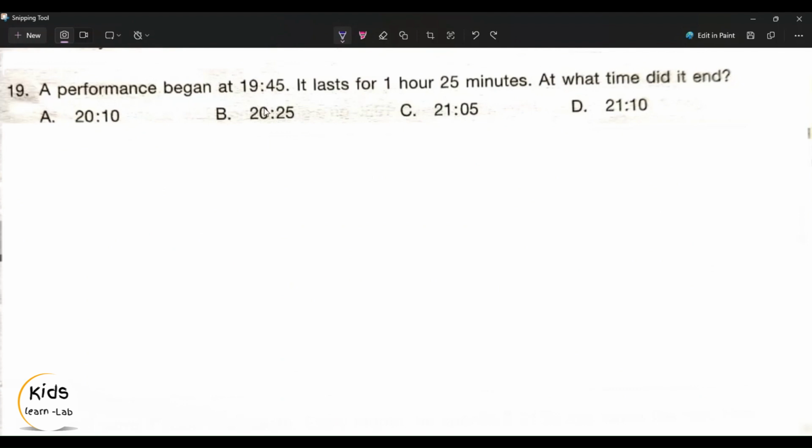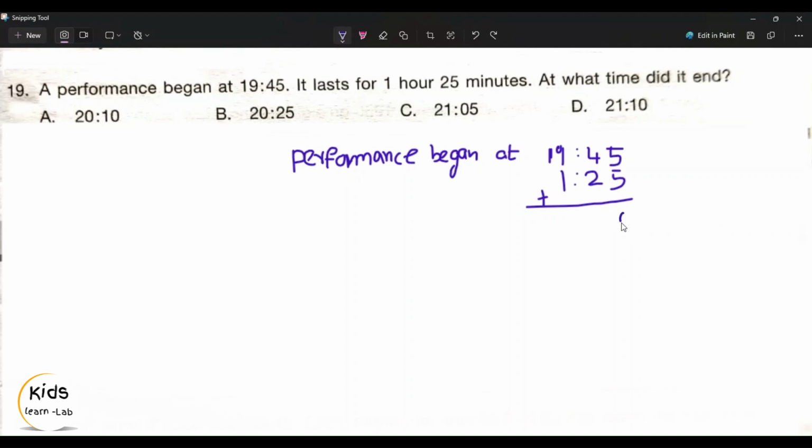19th question. A performance began at 1945. It lasts for 1 hour 25 minutes. At what time did it end? So performance began at 19 hours 45 minutes. So to this we have to add 1 hour 25 minutes. 5 plus 5 is 10. 0 and carry 1. 1 plus 4 is 5. 5 plus 2 is 7. 9 plus 1 is 10. 0, 1 carry. 1 plus 1 is 2. So 20 hours 70 minutes.